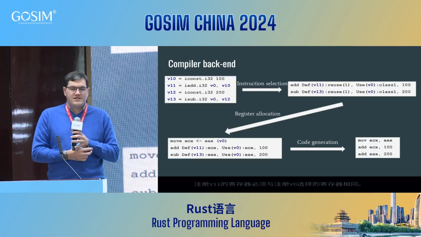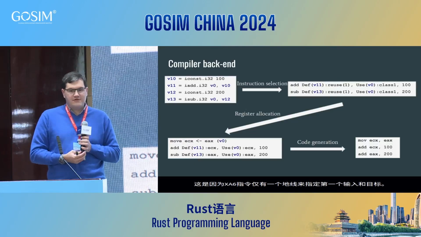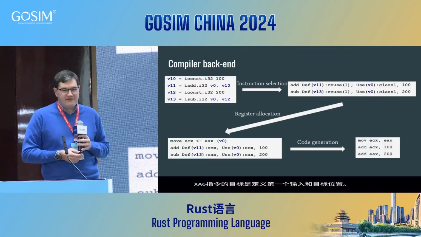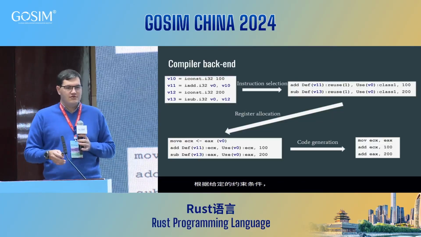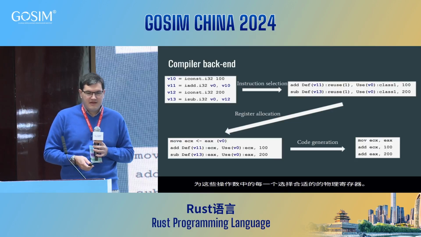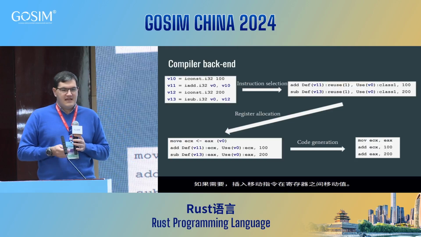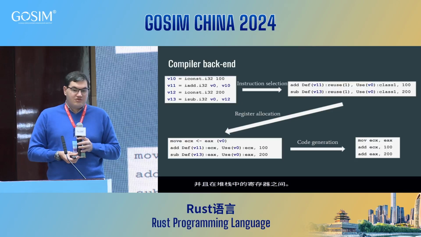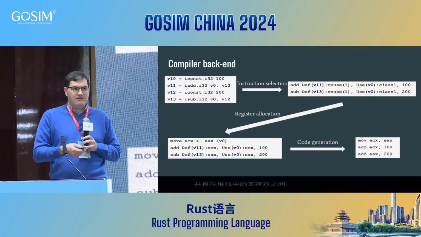The goal of the register allocator is to select physical registers for each of these operands according to the constraints that are given, and if necessary, insert move instructions to move values between registers and also between registers and the stack. Finally, code generation will take the output of register allocation and actually generate the instruction encodings for the instructions that were selected and the registers that were selected.